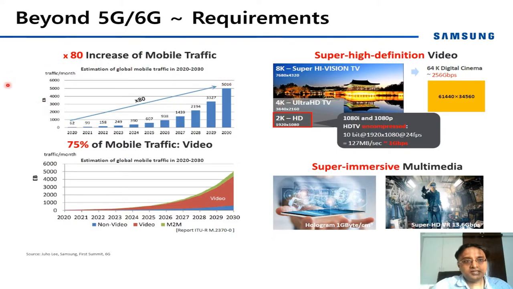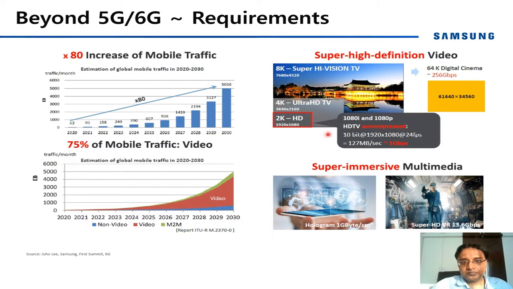So the broadband traffic is going to increase by 80 times. Now, if you look at the kind of multimedia requirements, today we are talking about 2K and 4K Ultra HD television. We are already seeing 8K products in the market. And typically for a 64K digital cinema, you'd require about 256 gigabits per second to really happen in real time. So that's the kind of requirement in terms of throughput or data rate, again, coming from multimedia alone.